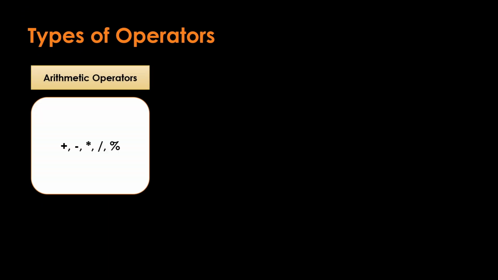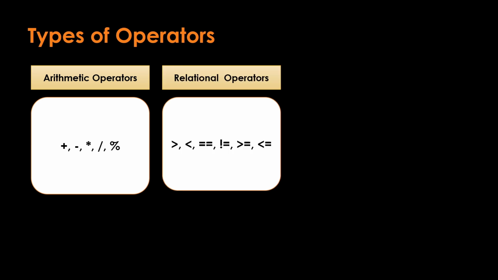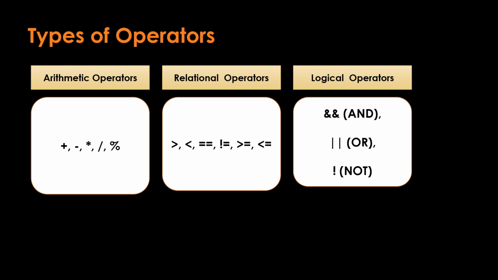First thing is arithmetic operators. In arithmetic operators, we have addition, subtraction, multiplication, division, and percent sign, used to get the remainder. Next is relational operators. These are greater than, less than, equal to, not equal to, greater than or equal to, less than or equal to. Next is logical operators. These are and, or, not. Let's open our IntelliJ IDEA and create a program to see how to use these operators.